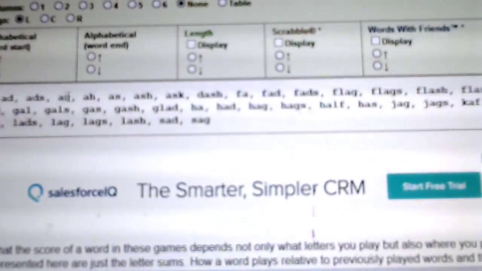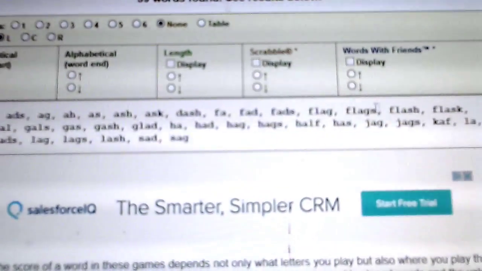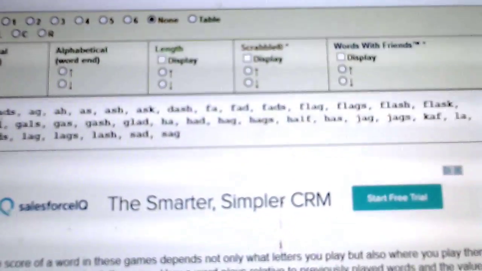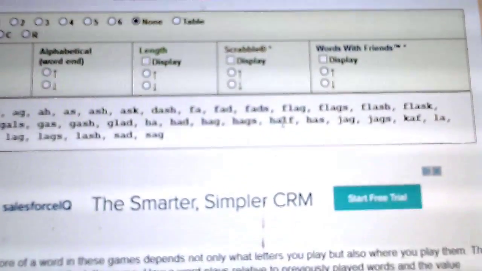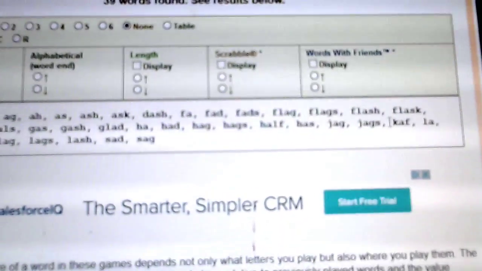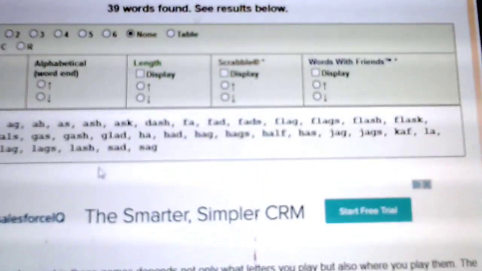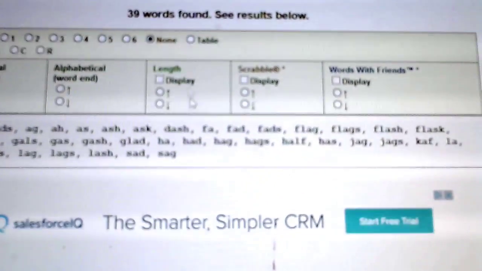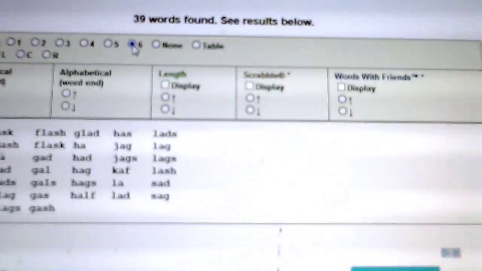1, 2, 3, 4, 5, 6, 7, 8, 9, 10, 11, 12, 13, 14, 15, 16, 17, 18, 19, 20, 21, 22, 23, 24, 25, 26, 27, 28, 29, 30, 31, 32, 33, 34, 35, 36, 37, 38. We have 39 words here. Are there any other words you can find? Let's go to columns and mark 6.